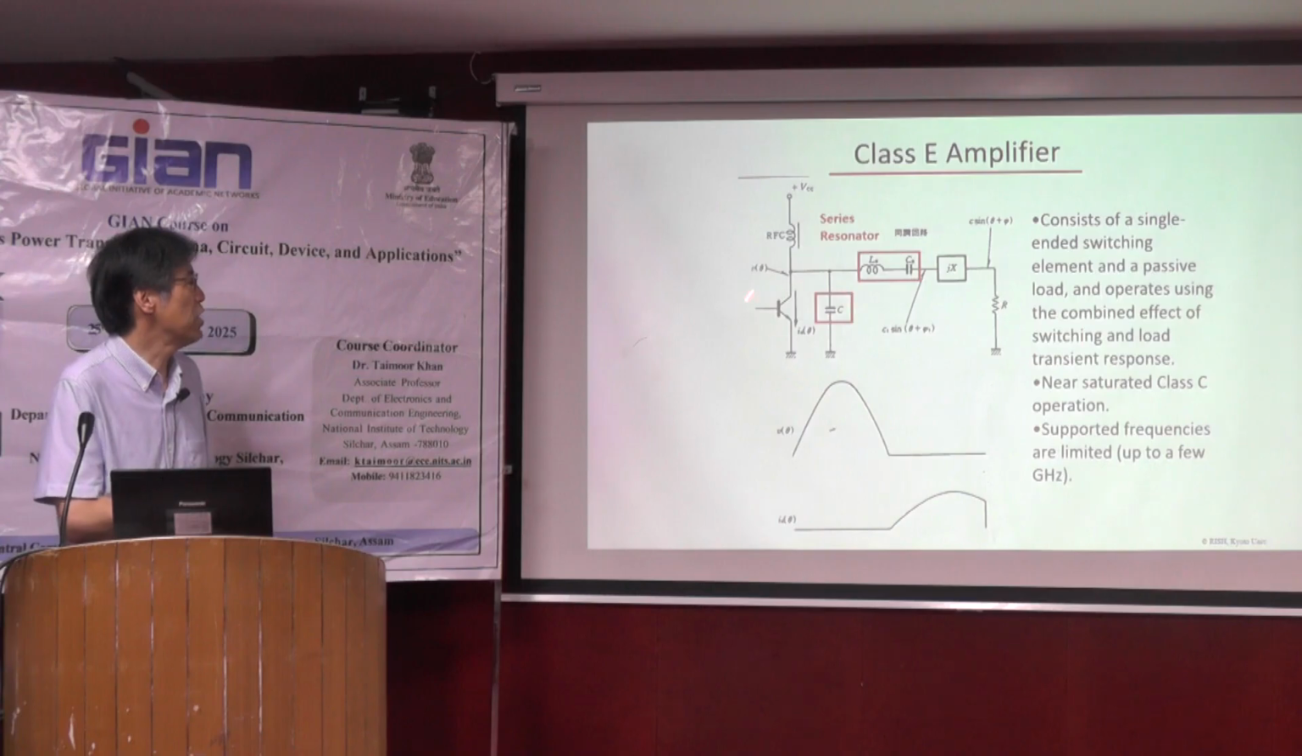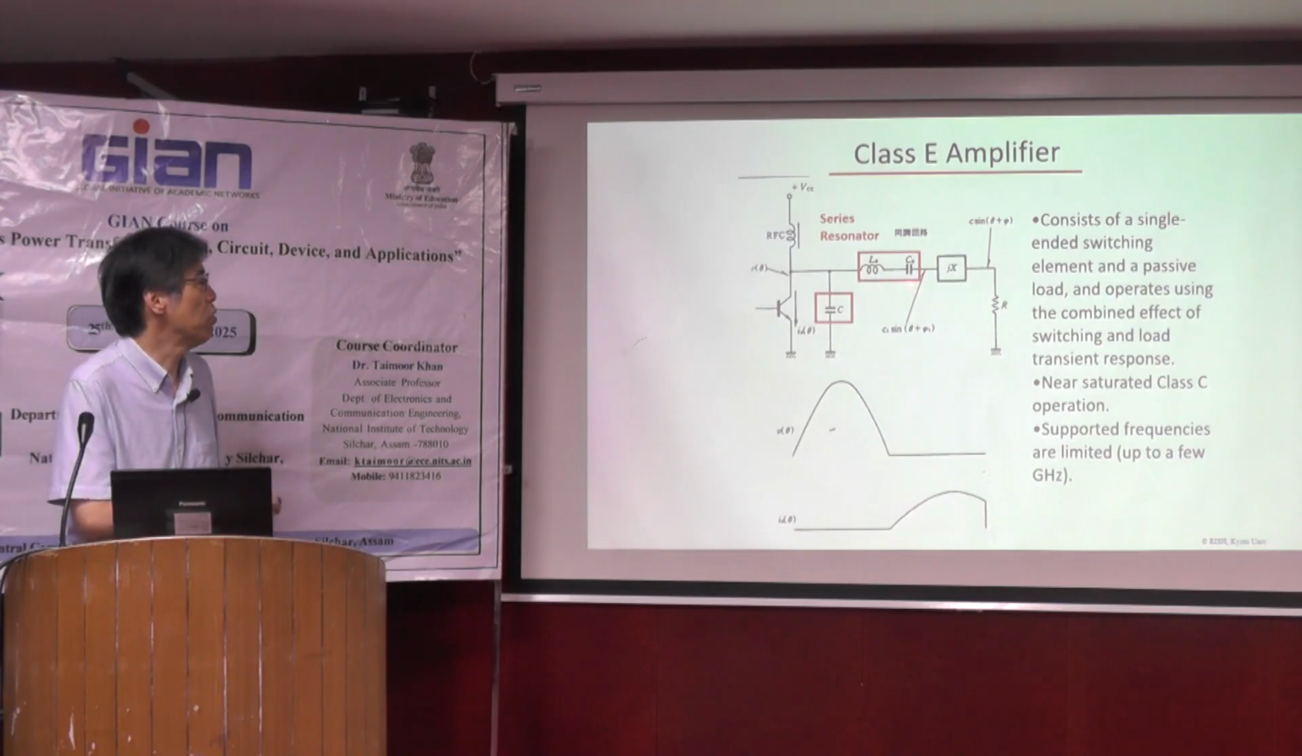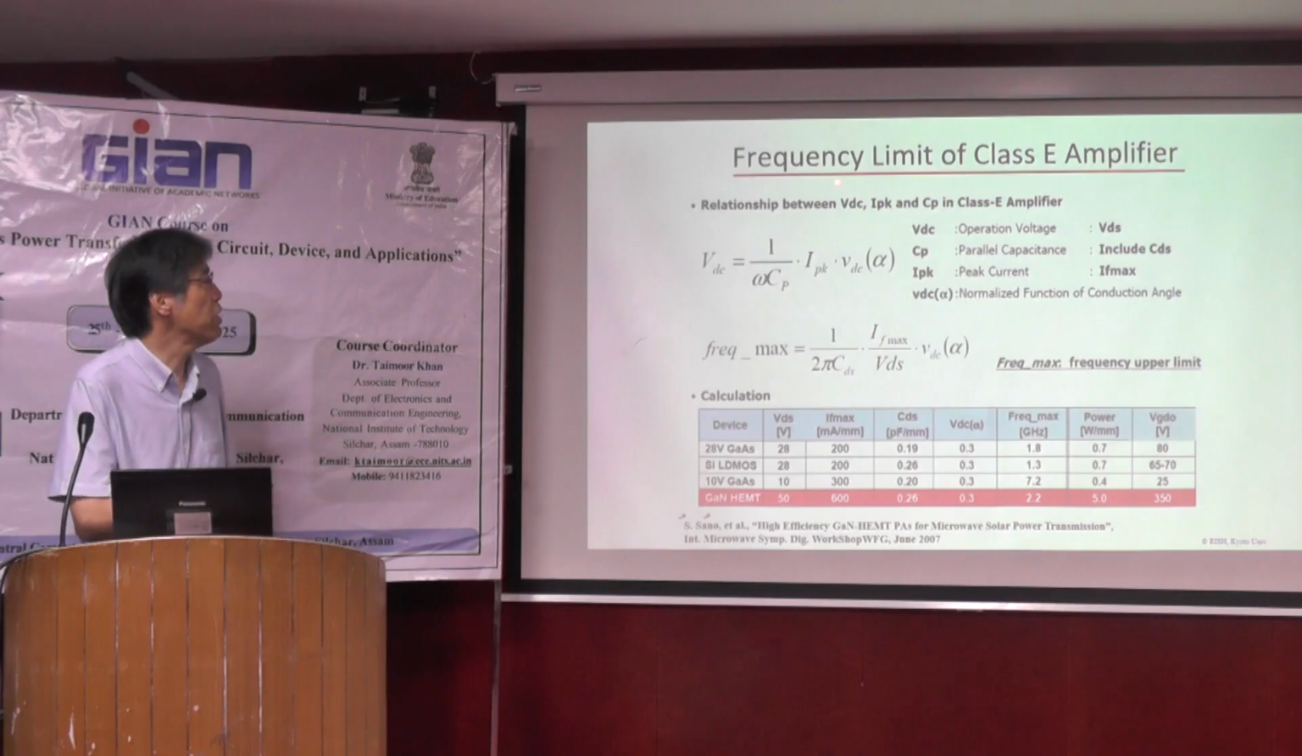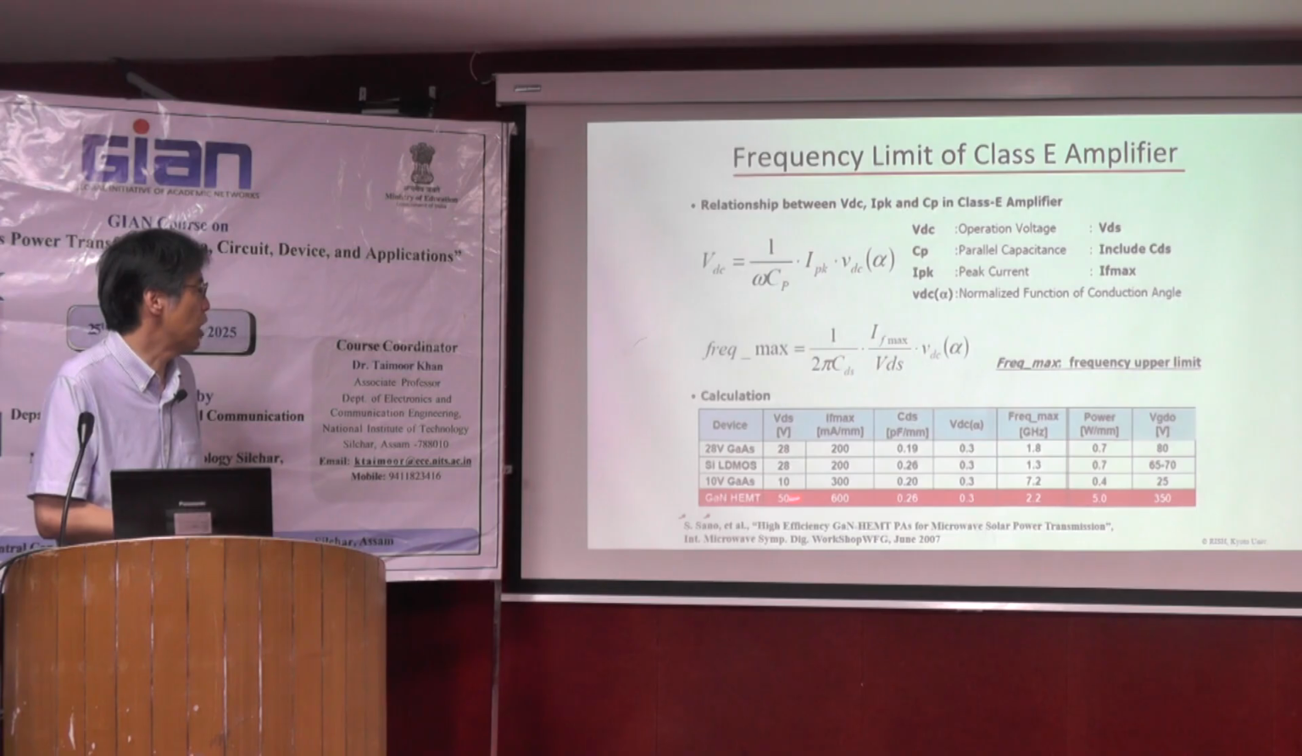And we move the alphabet from D to E. And here you can see there is no push-pull, but we add another series resonator here. And with this combination of the resonator and the capacitance, we can realize this waveform, and we can increase conversion efficiency. And this is the frequency limit of the class E amplifier in this paper. For example, they developed the gallium nitride class E amplifier, and they reached 2 gigahertz.